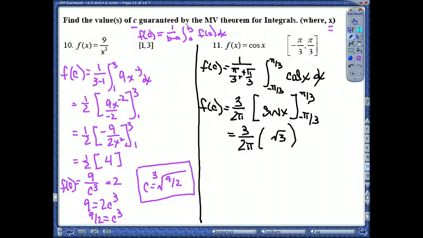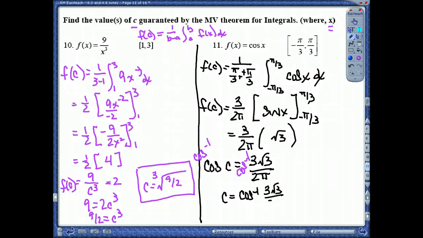Now I'm going to find my f of c, which is cosine of c equals 3 square root of 3 over 2 pi. Now, in order to find out what my values are, I need to find out what c is equal to. To solve for c, I'm going to have to inverse cosine. Oh my goodness, how exciting is this? So c is going to equal my inverse cosine of 3 square root of 3 over 2 pi. I'm plugging that whole thing in.